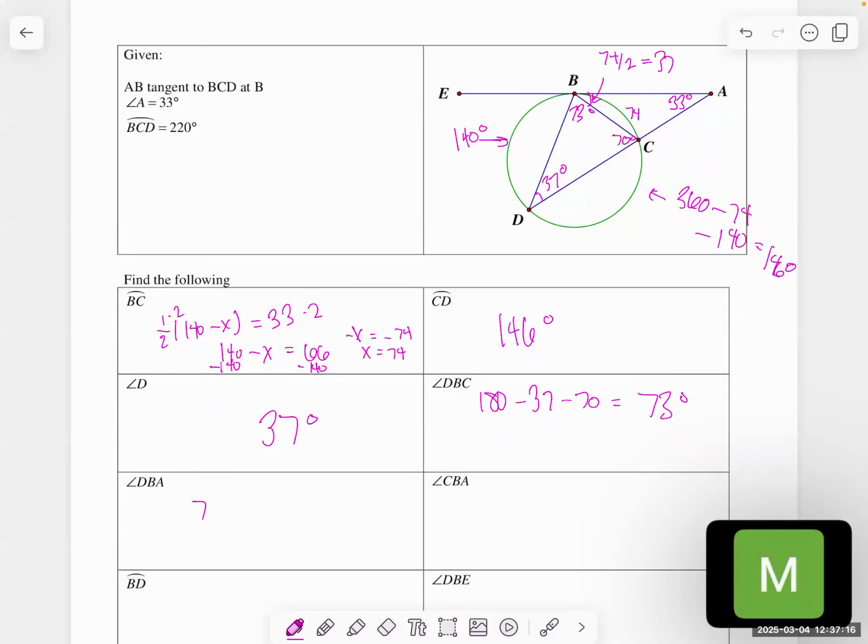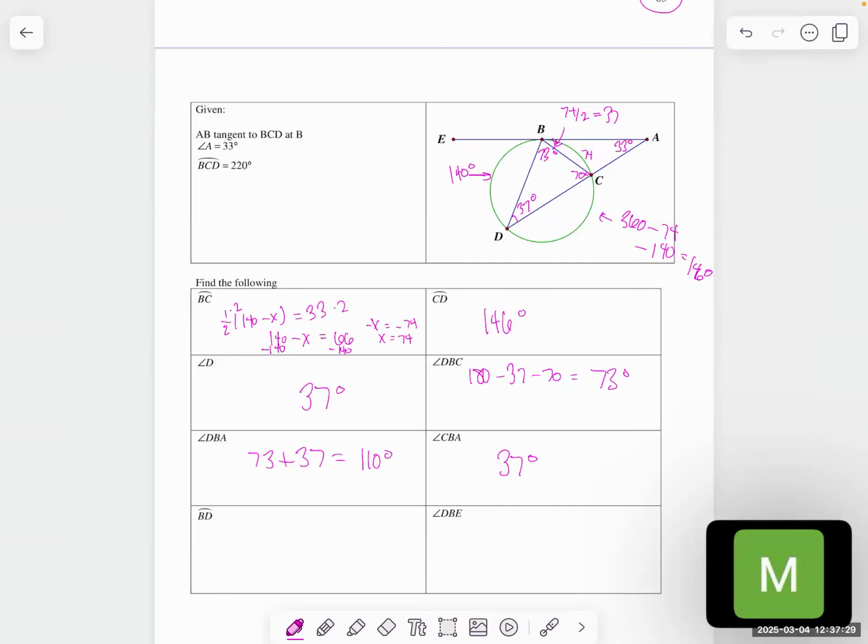DBA would again just be 73 plus 37, which is 110. CBA we know is 37. Arc BD we know is 140. And then DBE is this guy right here. You can just do 180 minus 73 minus 37.